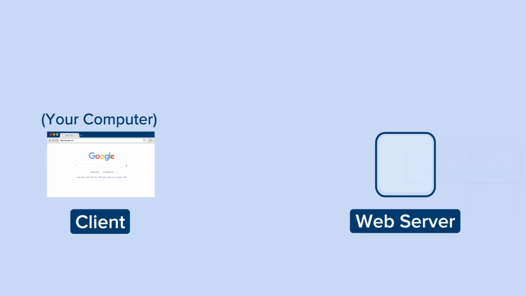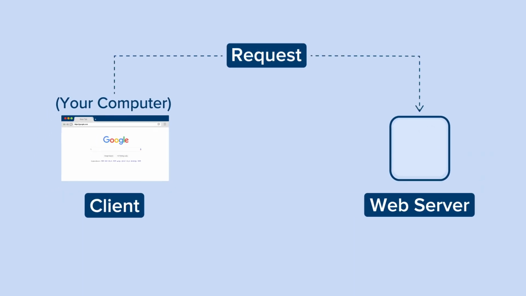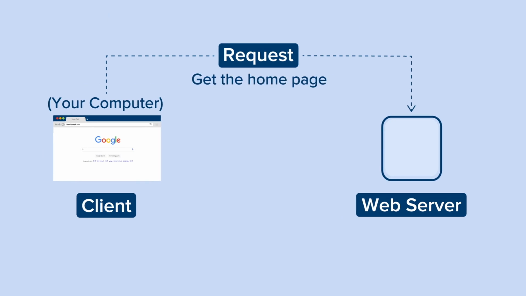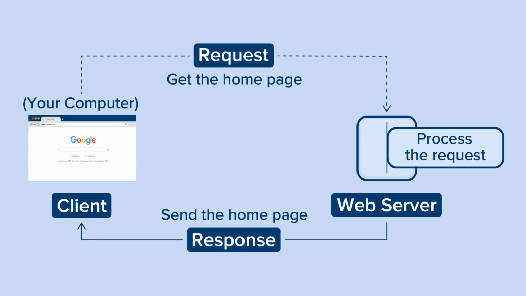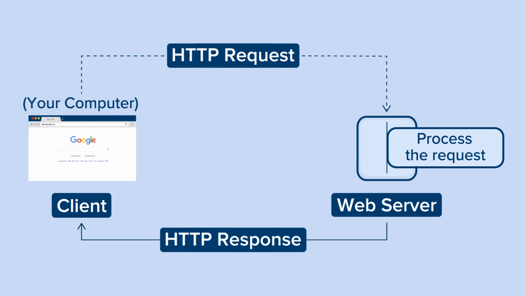The browser then sends a request to the web server mentioning which web page it wants. The web server then acts on the request and finds the web page on its computer. Once the web server finds the web page, it sends the web page back to the browser as a response. One more important thing, that is, the request and the response between the browser and the web server have special names. They are called HTTP request and the HTTP response, respectively.